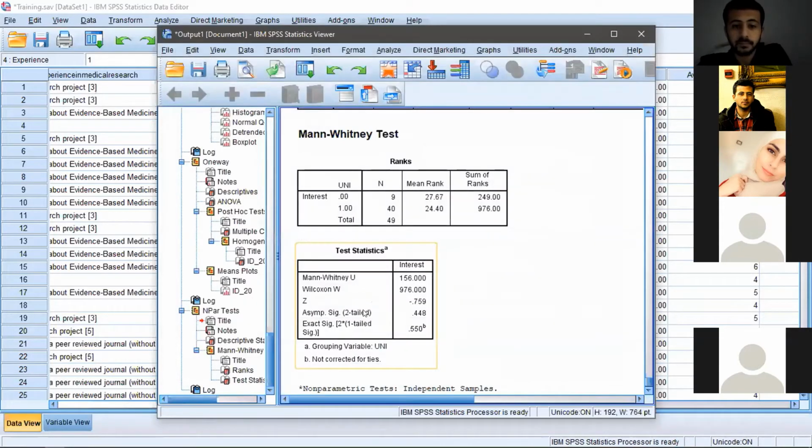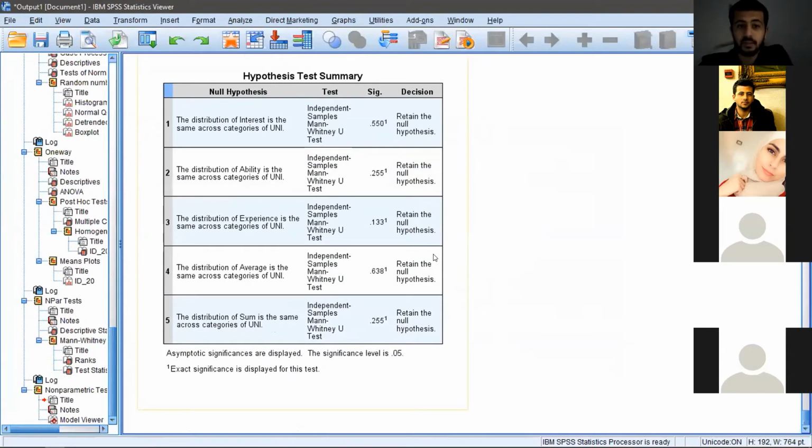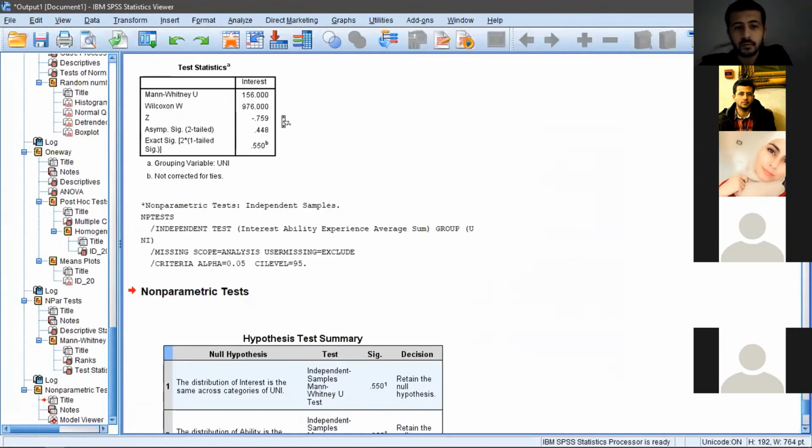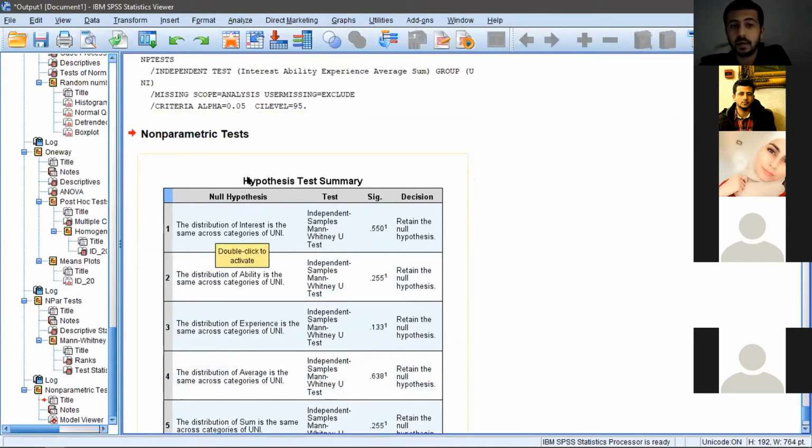Done. Okay. The result is totally different. Let's read this. The first line: the distribution of interest is the same across categories of uni. What does the distribution in here say? If they are not significant, the distribution is the same between the two groups. Is that right? Yes. This is the null hypothesis.